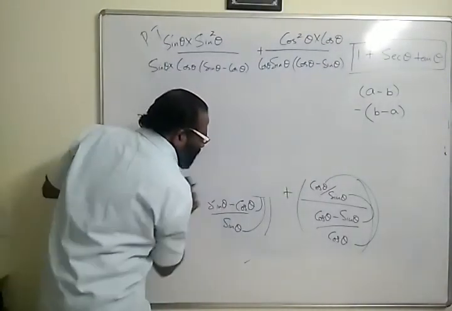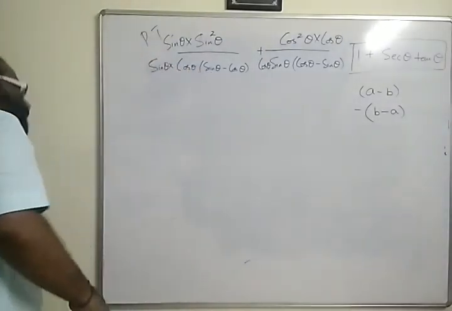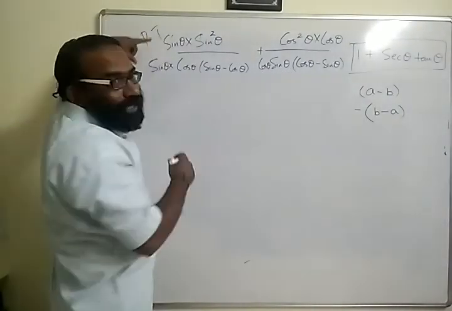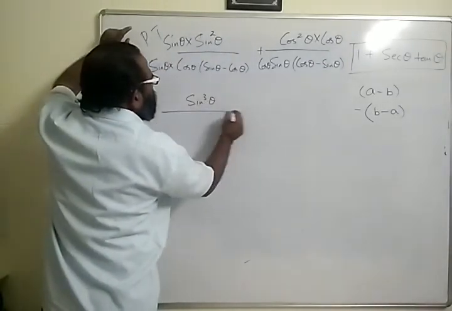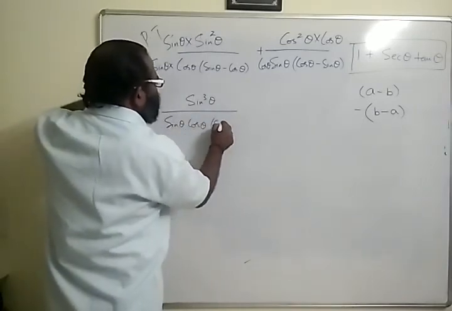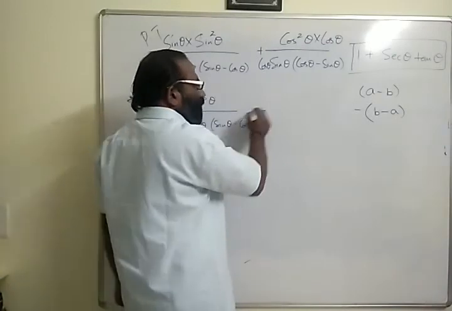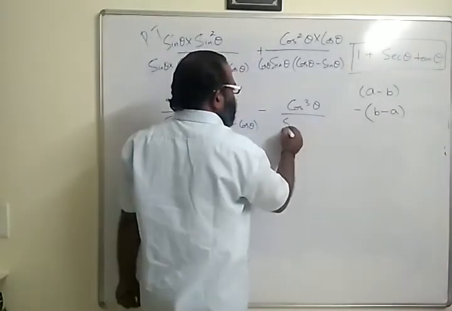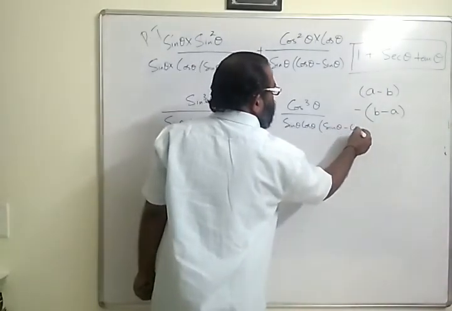So what does this become now? So you have to be very careful when you do this problem, because there is a sign change I am doing, and also I am making both the denominators same, for which I am multiplying sine here and cos there. So this becomes sine cube theta by sine theta cos theta into sine theta minus cos theta. And now there I am going to change the sign, so I am going to put a minus out, and this becomes cos cube theta by sine theta cos theta into sine theta minus cos theta.